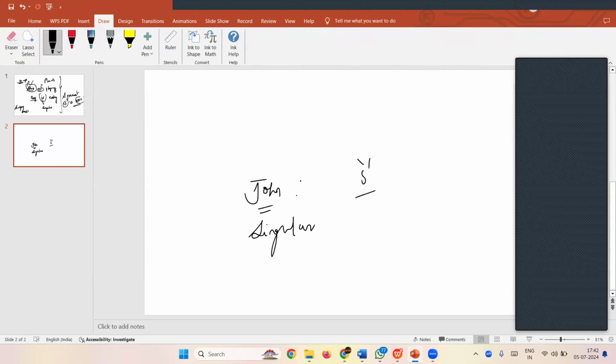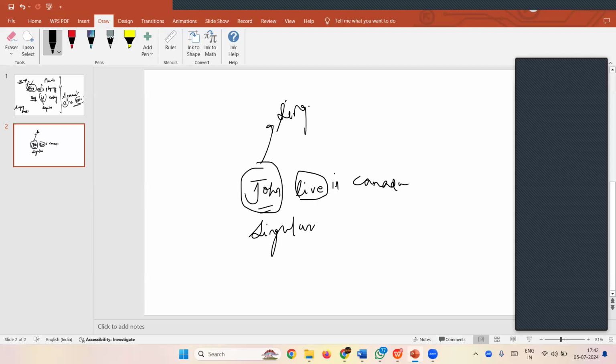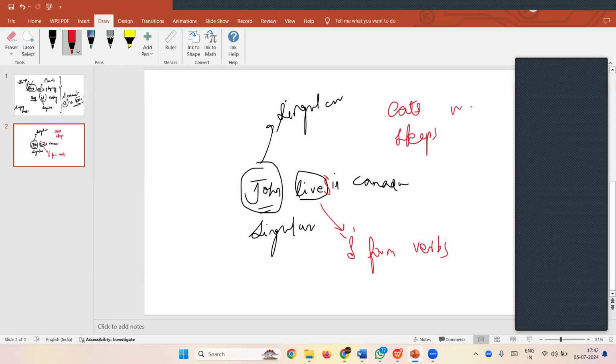We are talking about singular verbs. John lives in Canada, for example. So I cannot say live. Whenever the subject is singular, add an S to your verb. These are called S form verbs. Your verb should be in S form, like lives, eats, sleeps, or walks.